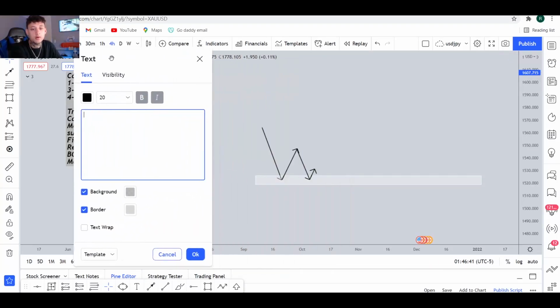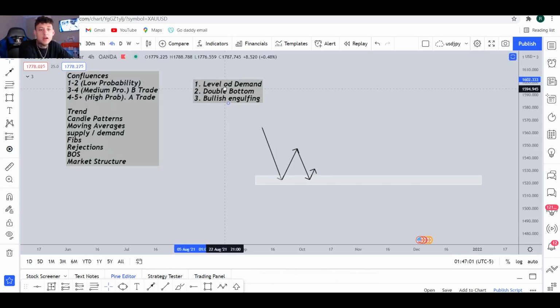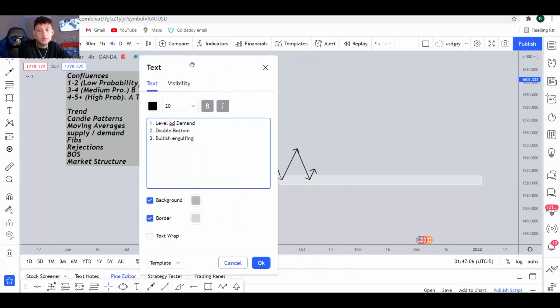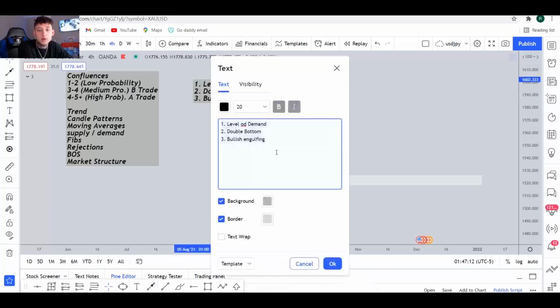So let's write off our probabilities. 1, we have a level of demand. 2, we have a double bottom pattern. 3, we have a bullish engulfing. So right here, we already have 3 confluences, meaning it is a medium probability setup, right? Now, can we add anything else? Maybe not just yet, right? But right here is a medium probability setup, meaning that it is a B setup. This is a B setup.